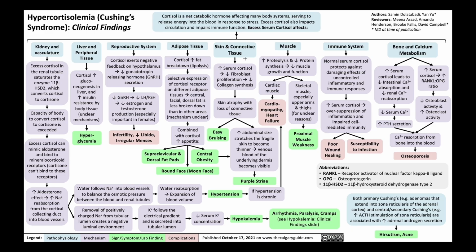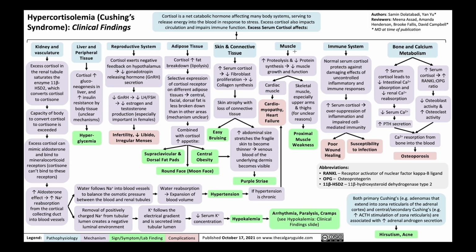Now, speaking of the skin, excess serum cortisol also affects the skin and connective tissue. Increased serum cortisol will reduce fibroblast proliferation and reduce collagen synthesis. That will lead to skin atrophy with loss of connective tissue, resulting in easy bruising, as well as having the skin become more fragile, which, when combined with increased abdominal size, stretching the skin, making it thinner, and making the venous blood underlying the stretched dermis more visible. And since the venous blood is purplish in color, that results in purple striae on the skin.